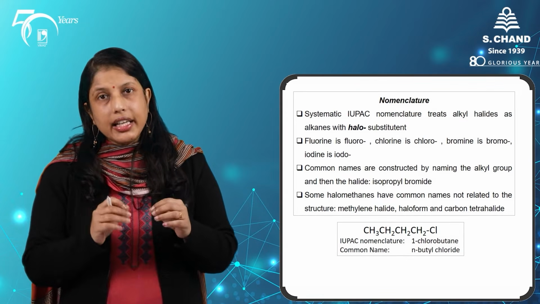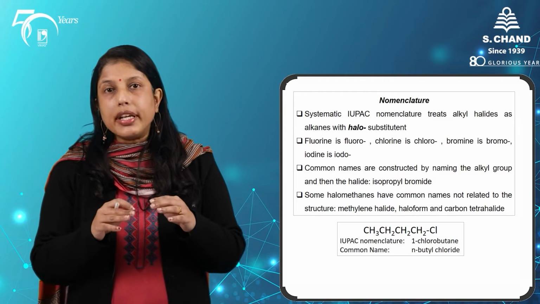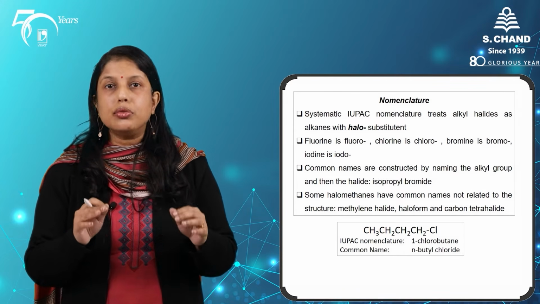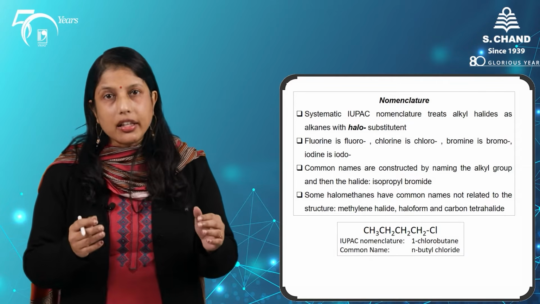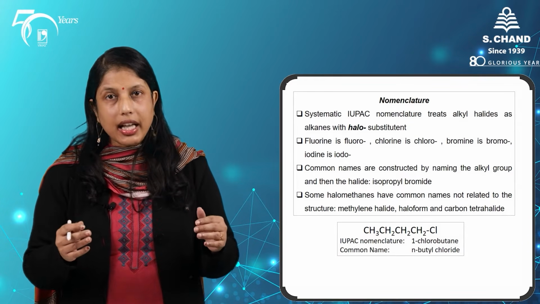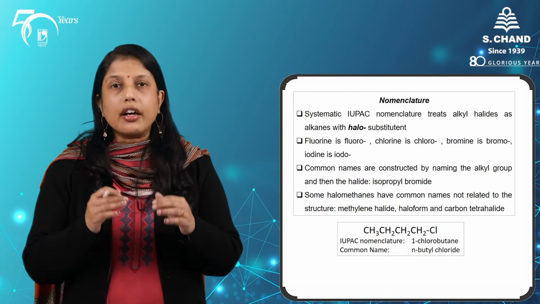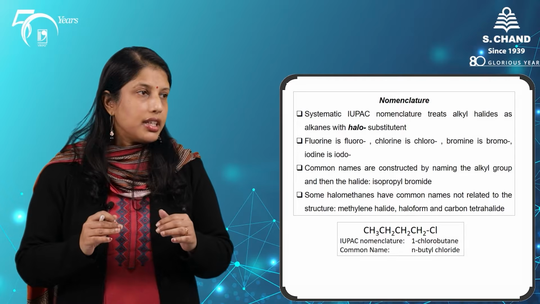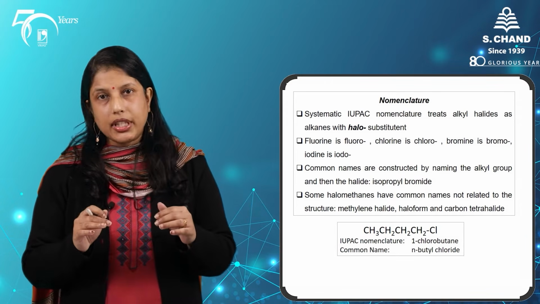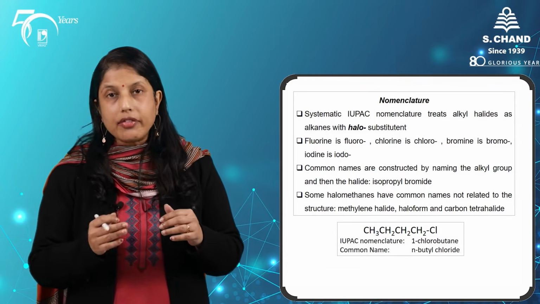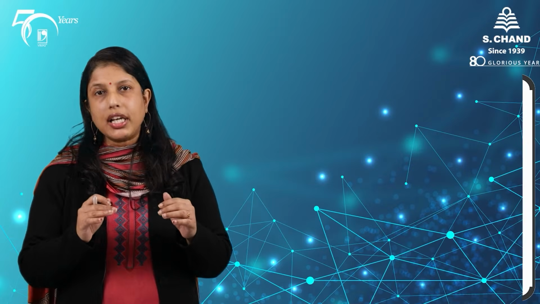And finally, some of the halomethanes have names which have no relation to their structure. For example, methylene halides or haloform or carbon tetrahalides. So, looking at this molecule here, according to the IUPAC nomenclature, its systematic name is 1-chlorobutane, but it can also have a common or a trivial name of n-butyl chloride.